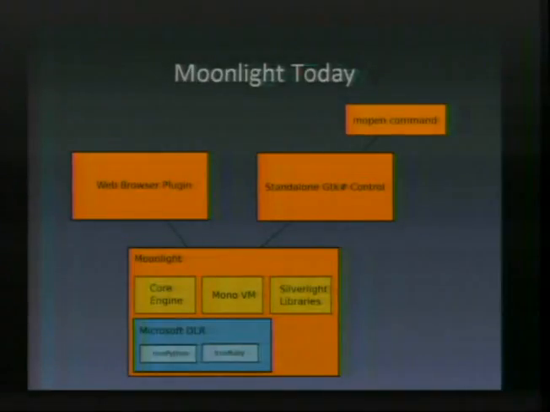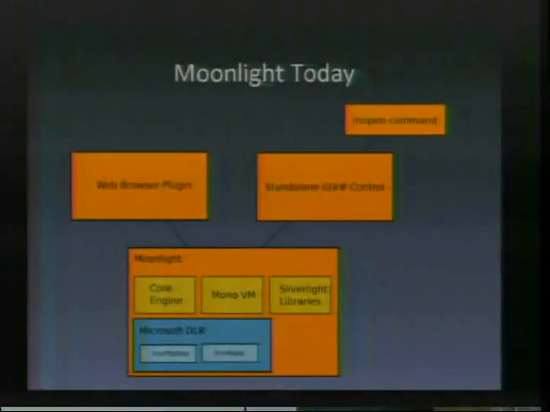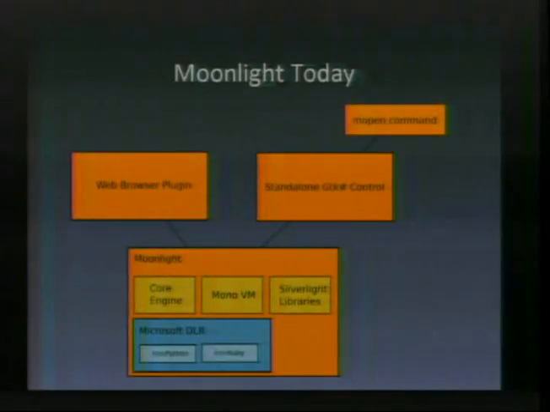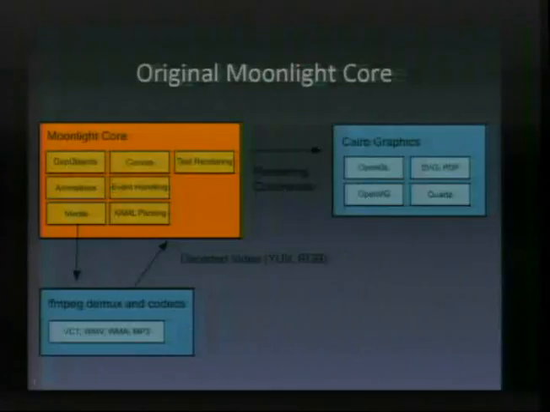Now, we have built two interfaces on top of that. One of them is a web browser plugin, which is what we run inside Firefox. Of course, we want to run on more browsers, but right now we're focused on Firefox initially. Then we also created a GTK standard widget that we can use to embed in applications. And finally, we created a command called mopen that lets you run standalone applications with Moonlight on your desktop. That's the kind of thing we wanted to do.